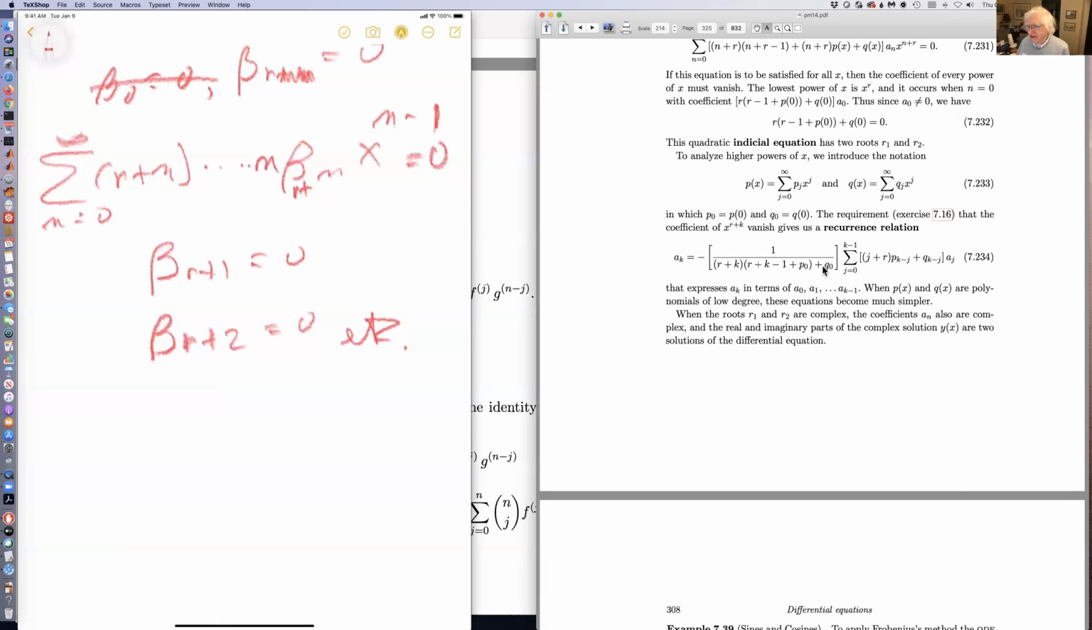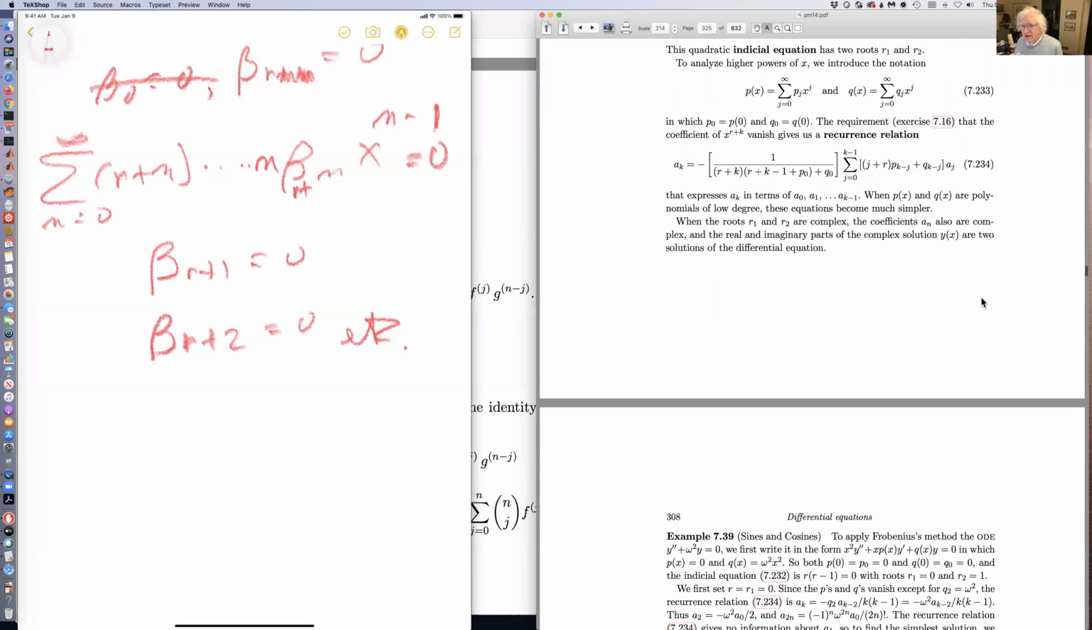On the other hand, in the equations that we normally play with and like, P and Q are very simple polynomials of low degree. And then this recursion relation becomes much simpler than that.